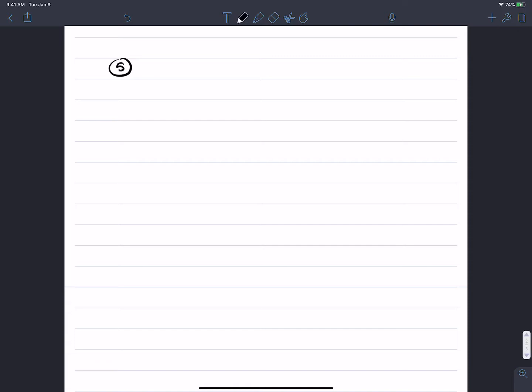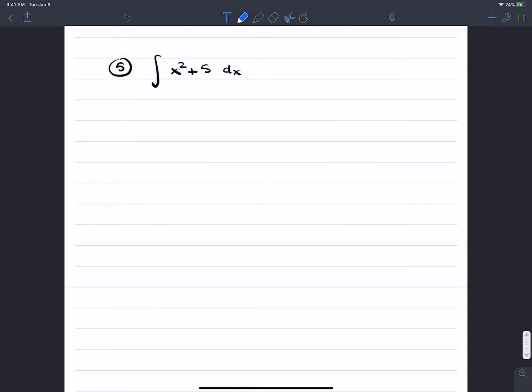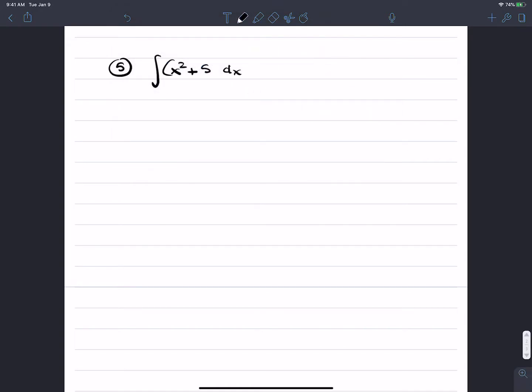Let's go further and say, what if they give us something like this, the integral of x squared plus 5 dx. Remember, in terms of notation, some books will just write it this way, some books will put parentheses. They're just trying to emphasize that you have a sum here, a sum of two functions.